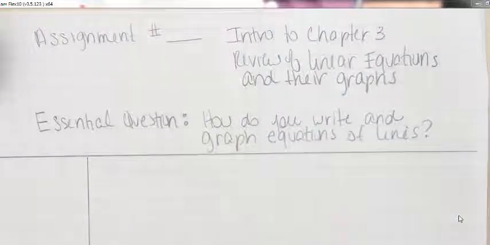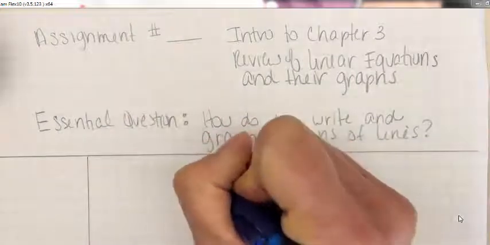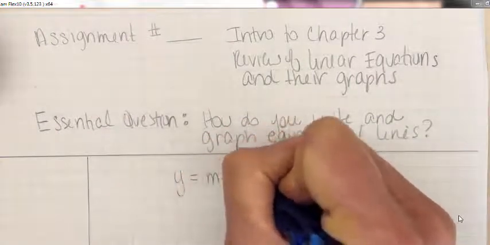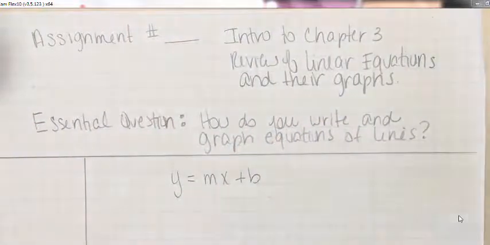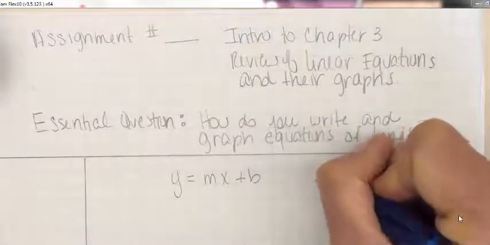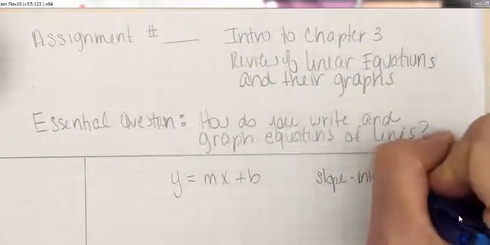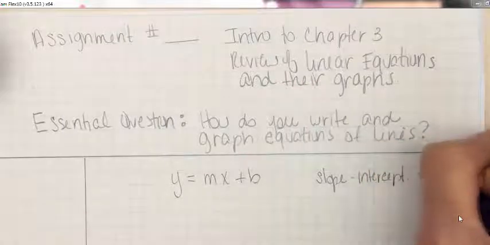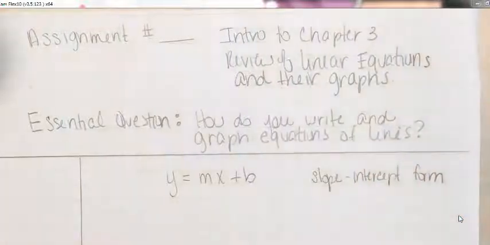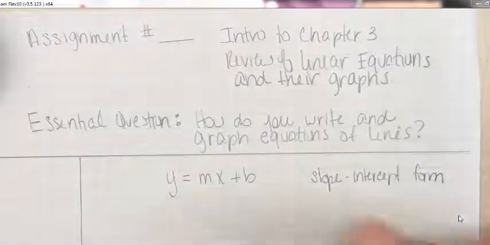So let me just remind you, I'm going to go with one form of the equation of a line. This form is called slope-intercept form, and it is y equals mx plus b. You probably learned a couple of different forms, but we're just going to focus on this one this year, and then next year we'll go over the other forms again.